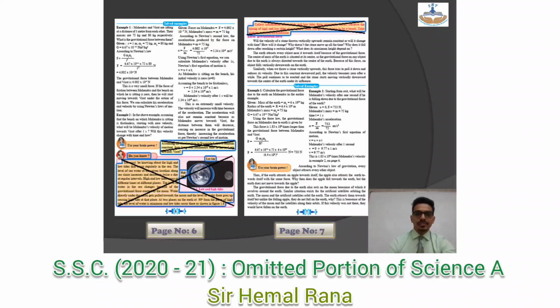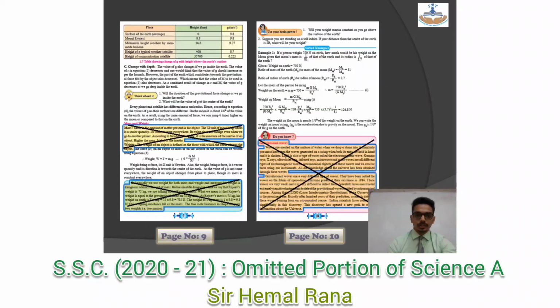Then coming to page 7. On page number 7, you do not have Collect Information. So that part is removed from your chapter. Then on page number 9, you do not have the first paragraph of mass and weight. But the last line is there. So that particular part you have, and later you have the weight formula, but the last paragraph on page number 9 you do not have.